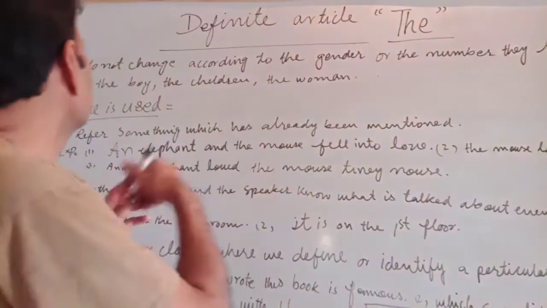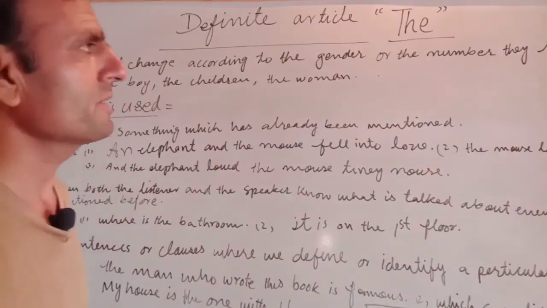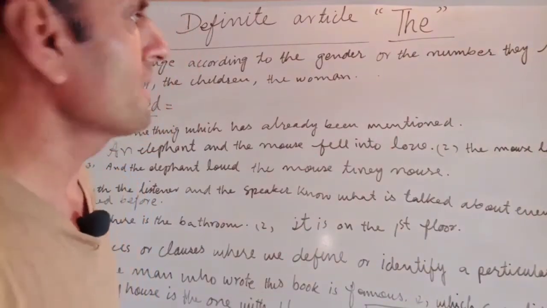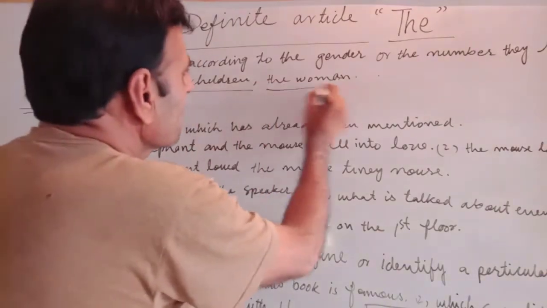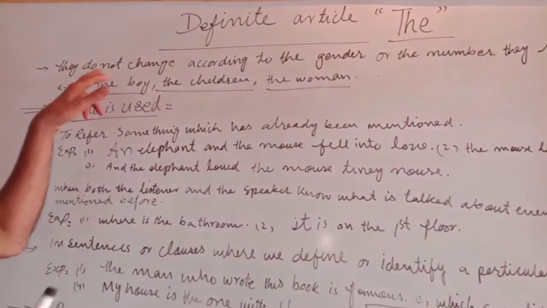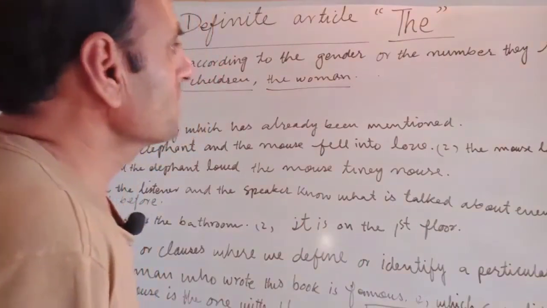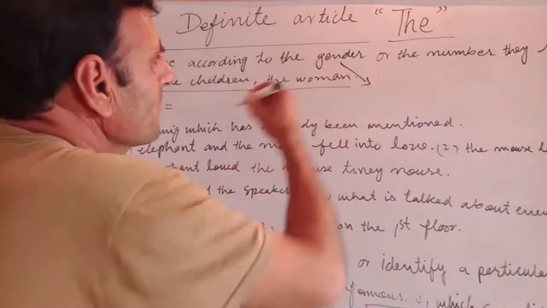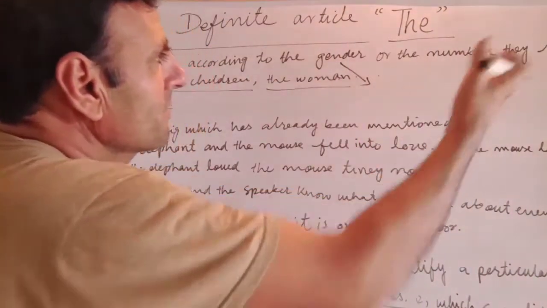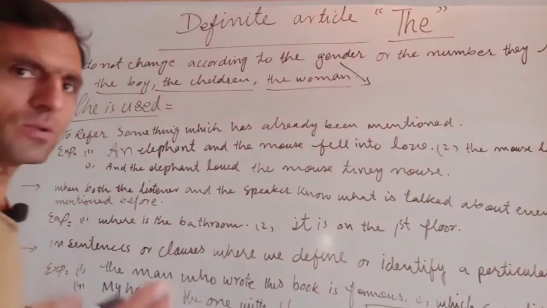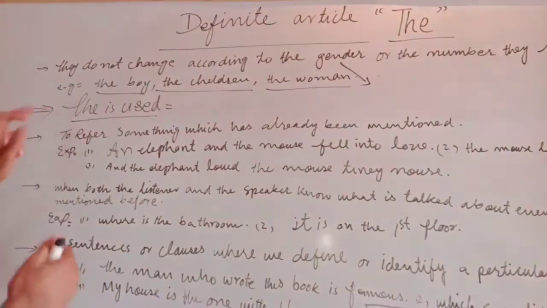So come here and we see that they do not change according to the gender or the number. They refer to, for example, the boy, the children, the women. Now see here, they don't change according to the gender. Gender means if there is a man or woman, or boy, she boy, he boy, or the number they refer to. If there is 1 or 2 or 3, it makes no difference for this. Okay, that's okay. "The" is used.